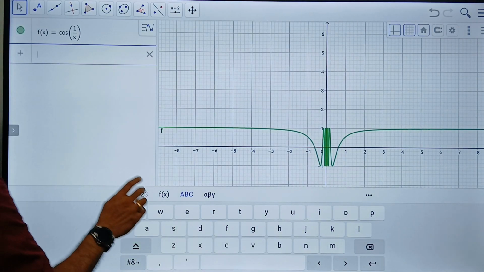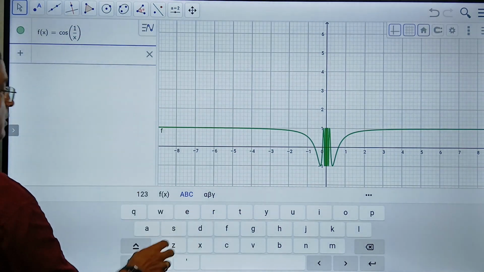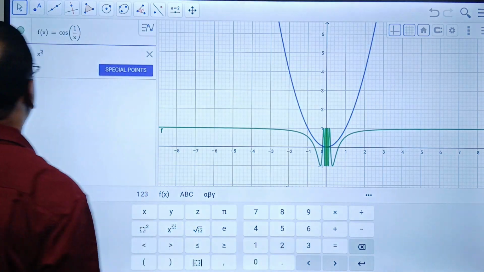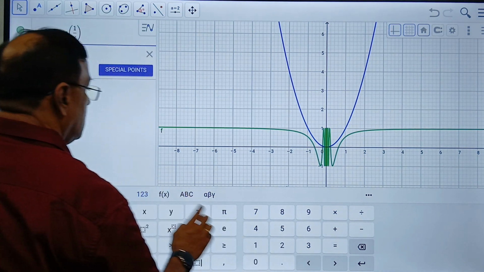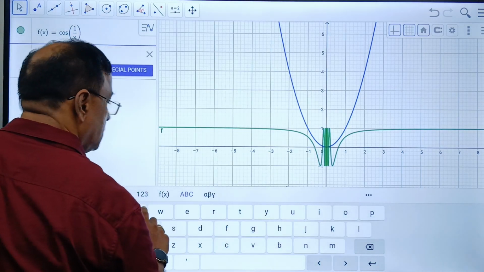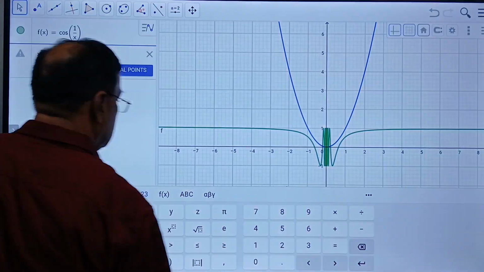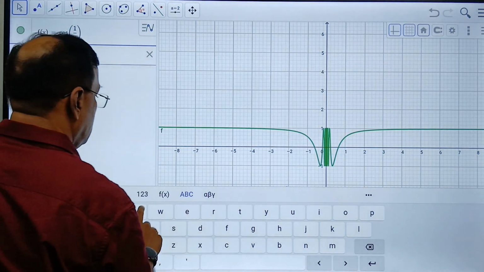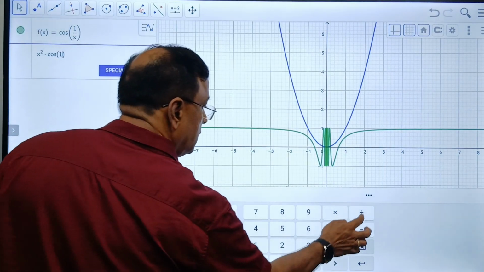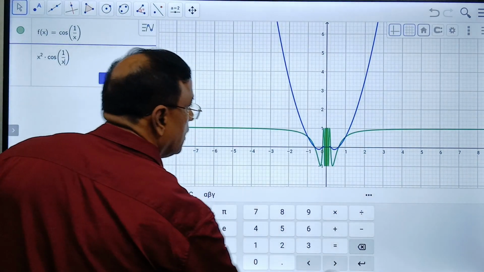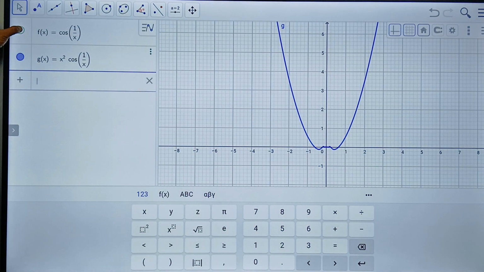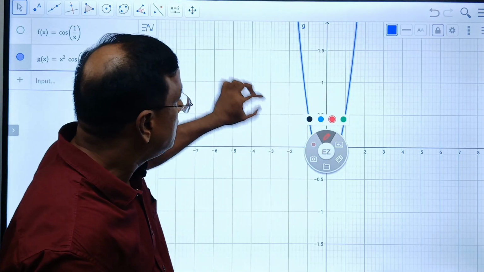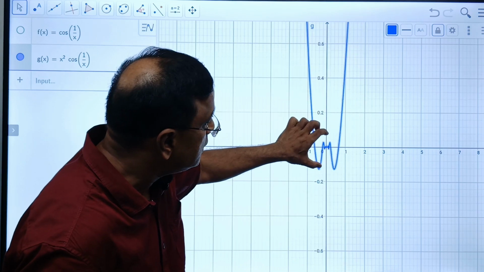Now let's go for x square into cos of 1 divided by x. Look at this. See the difference. x square cos 1 by x. If I zoom in, see what happens. If I zoom in, you can see clearly.